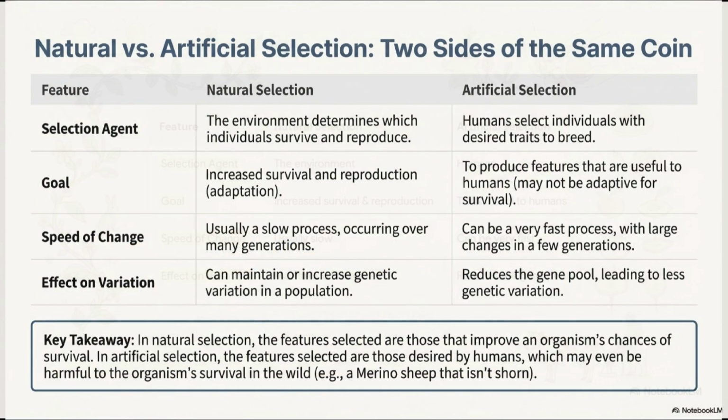And this table here does a great job of comparing the two side by side. The big differences to look out for are who's doing the selecting? Is it nature or is it us? What's the goal? Is it survival or is it something useful for humans? And check out the speed. Artificial selection can be way faster. So the basic idea is kind of similar, but the person in the driver's seat and the destination are totally different. This is a really good one to remember for your exams, by the way.